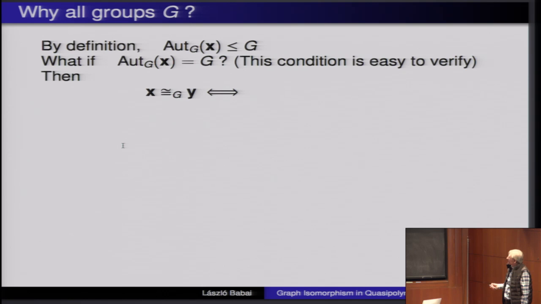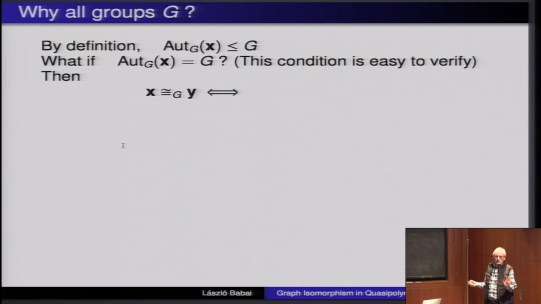But when we have a trivial inequality, we may be interested in the case of equality. So what happens if the group of G automorphisms of X is all of G? First of all, I'd like to mention that this condition is easy to verify. How do I decide whether or not this is true? Yeah, I just check the generators. If every generator of G is an automorphism of X, then this equality holds.